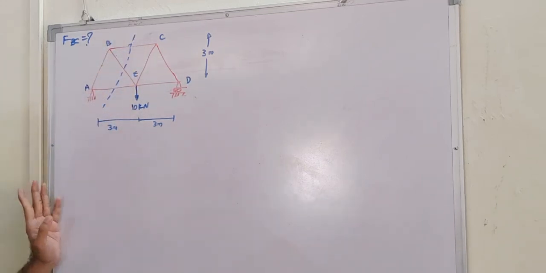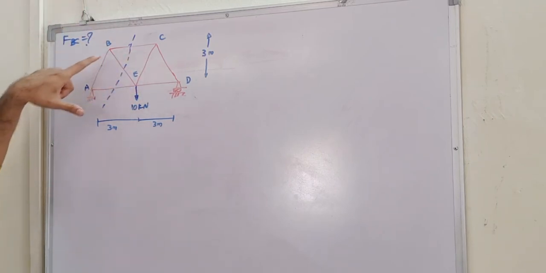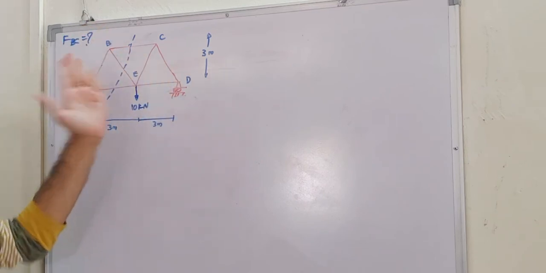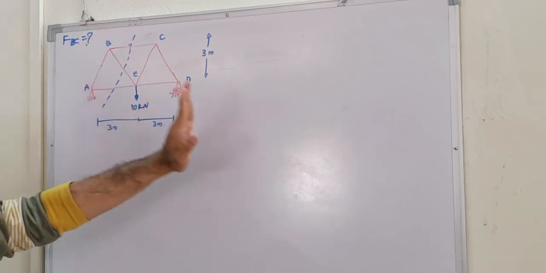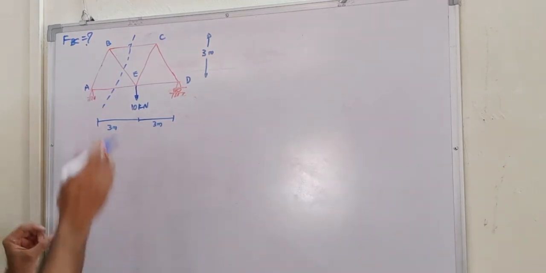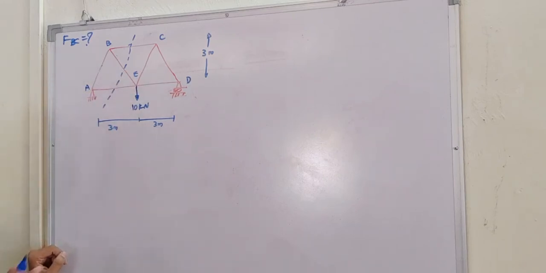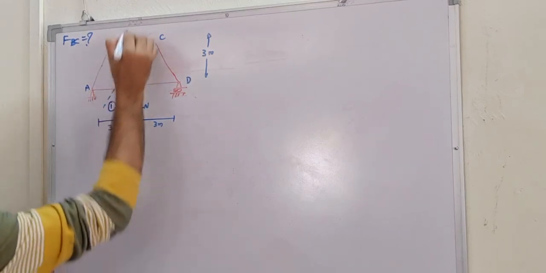If I cut it like this, I am cutting the member in which the force is asked, FBC. I have cut it here, and then I have made 2 different truss sections, one on the left hand side, one on the right hand side, correct? And how many members have I cut? 1, 2, 3. Maximum is 3. So let me call it Section 1-1.